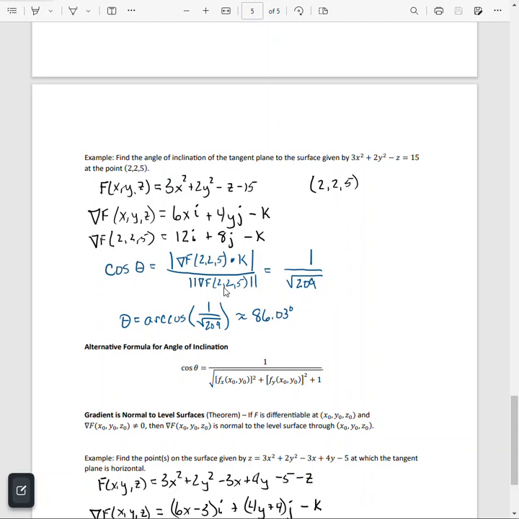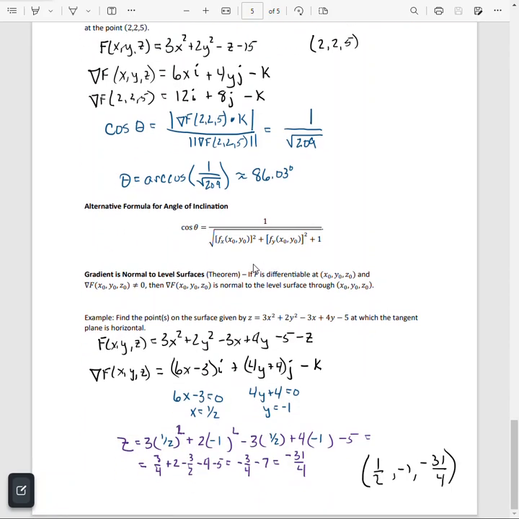Now I need to find the magnitude of the gradient of F. 12 squared is 144. 8 squared is 64. 144 and 64 is 208. Negative 1 squared is 1. 208 plus 1 makes a square root of 209 in our denominator. Look at that mental arithmetic. I can't say words, but numbers I got. So if cosine of theta is 1 over the square root of 209, we can use the inverse cosine in degree mode to find that this is approximately 86.03 degrees.